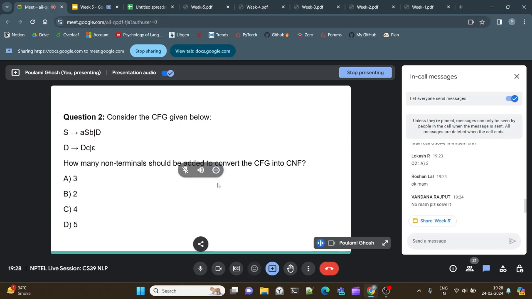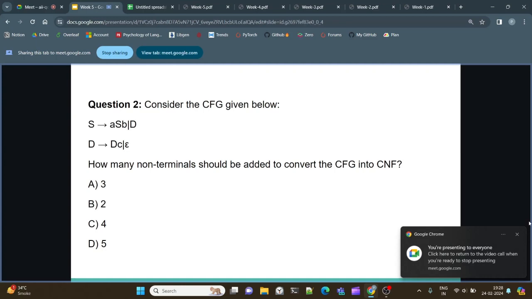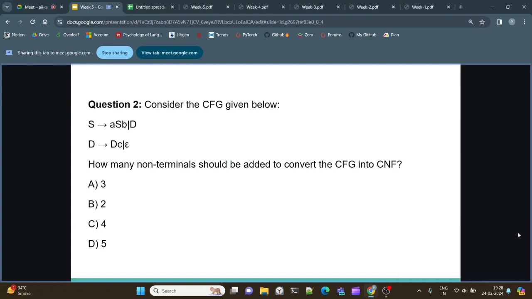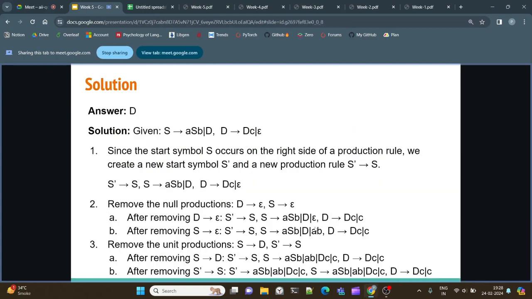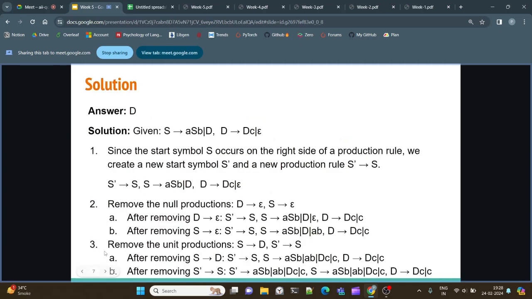Okay, so I think now we can just discuss the official solution once. The answer is D actually. So it's 5. We'll go step by step and see how it is happening. Initially we are given just these two production rules. One is from S we can derive A, B or D. Another one is from D we can derive DC or epsilon.